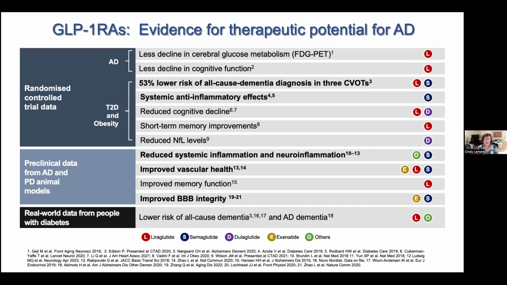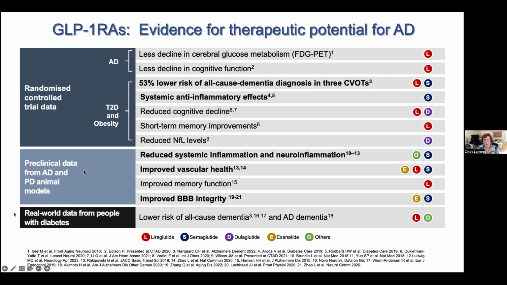So these drugs have been in clinical trials for a while now, and there are a number of different ones that have been in clinical trials shown in different colors here. It's been shown that there's less decline in cerebral glucose metabolism and less decline in cognitive function in AD patients. In type 2 diabetes and obesity, it's been shown now that there's a 53% lower risk of all-cause dementia in patients treated with liraglutide or semaglutide. And there's also a reduction in systemic inflammation. And so, this is looking much more promising, again, reduced cognitive decline.